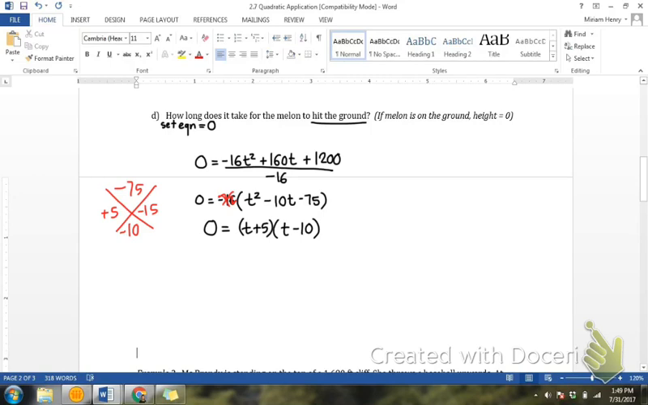How do we get t by itself? If we FOIL it, we're going to get right back to where we were. Remember we split it here, and we set each of them equal to 0? T plus 5 equals 0, and t minus 10 equals 0. So we're doing minus 5 and plus 10. So I get t equals negative 5, and t equals positive 10.